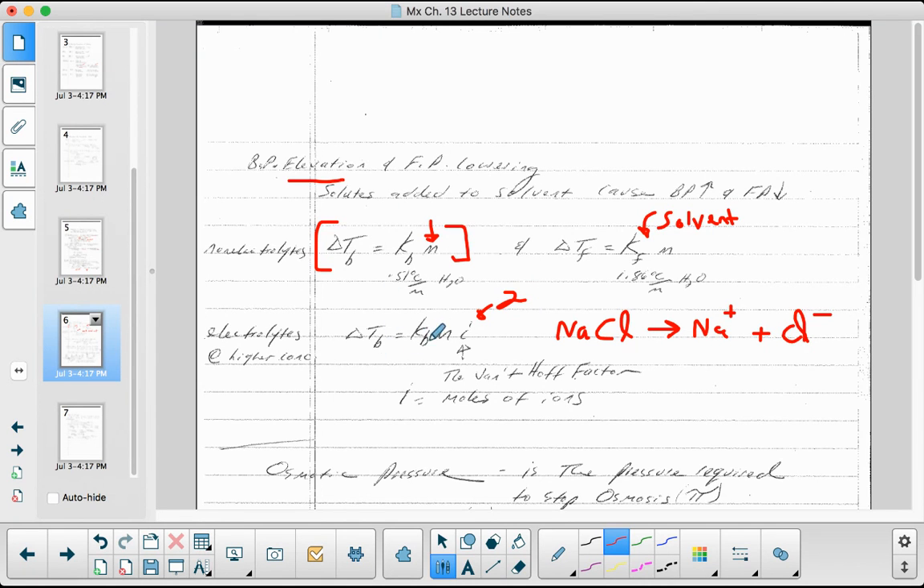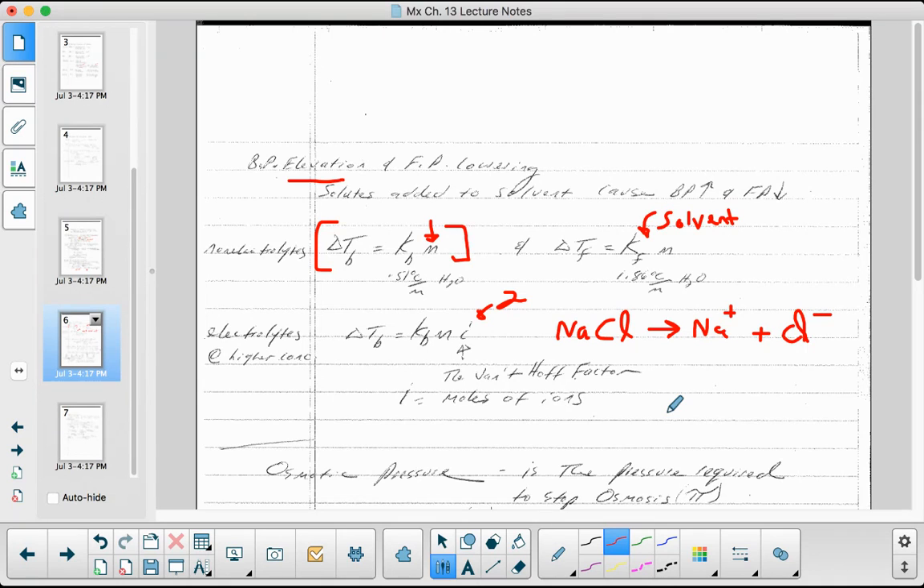So it's the same as above. Delta T_B equals K_B, and the molal boiling point constant for water would still be 0.51, times the molality. But now I have to consider how much of an impact the electrolyte has on this. It's called the van 't Hoff factor, and i is equal to the number of moles of ions.